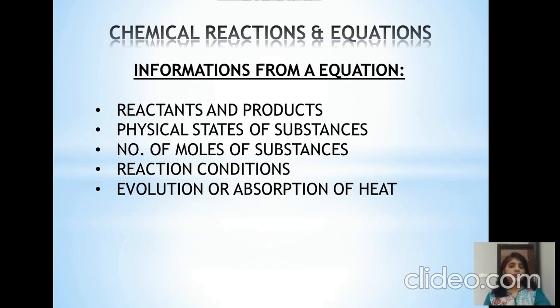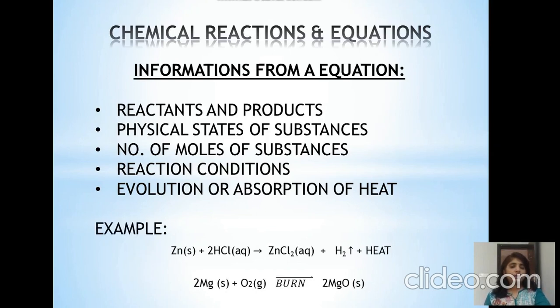It tells us the physical states of substances. Like see here in the examples, after zinc, S is written in brackets, that shows zinc is a solid. Similarly, for hydrochloric acid, aq is written in brackets, which shows that it is an aqueous solution. For gases, we write g. For liquid we write l in brackets. And if gas is evolved as a product, then we write an up arrow before it. So it shows what are the physical states of reactants and products in a chemical process.